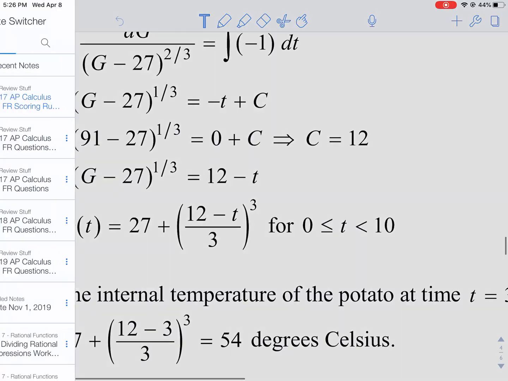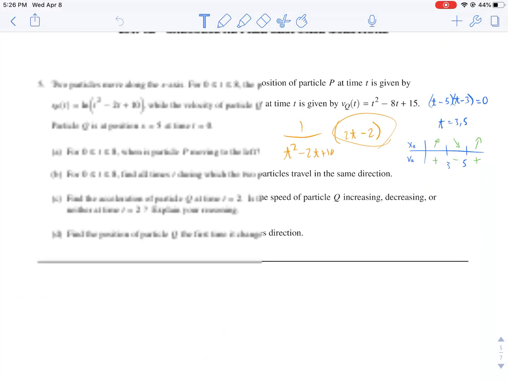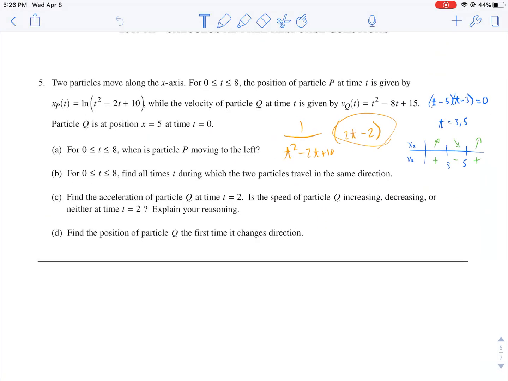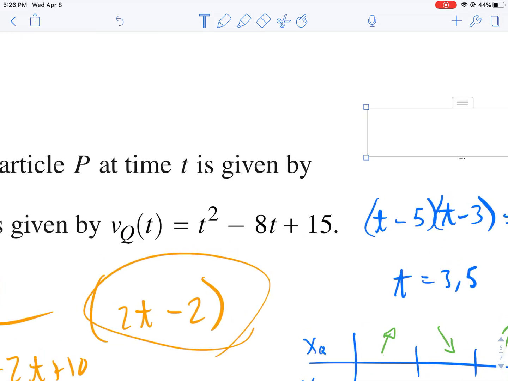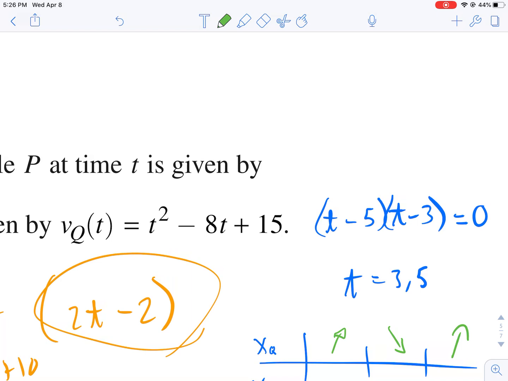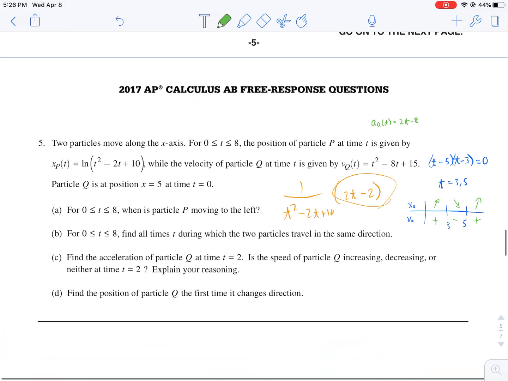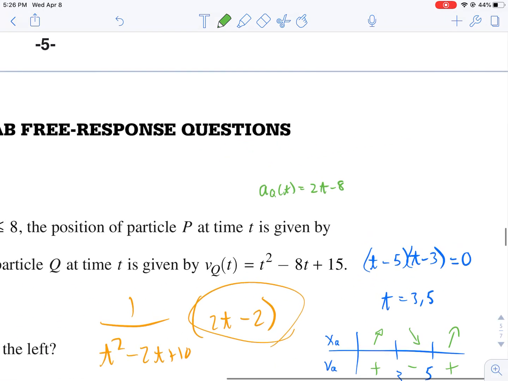Okay, part C. Find the acceleration of particle Q. Is the speed increasing, decreasing, or neither? So the acceleration of Q is the derivative of velocity. So a sub q of t is equal to 2t minus 8. And we want that at 2, so you plug in 2, and you get negative 4.